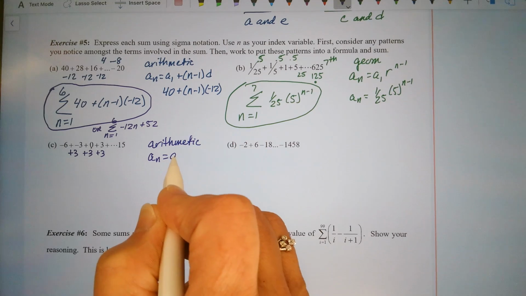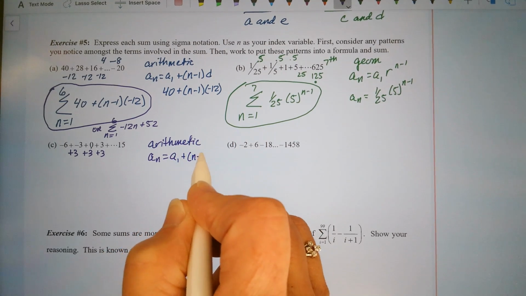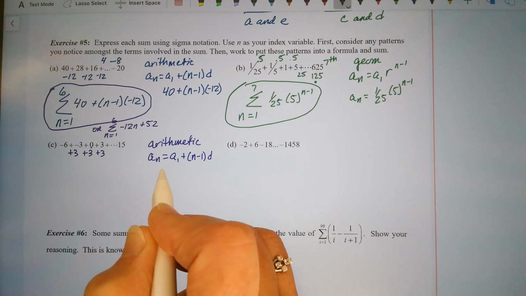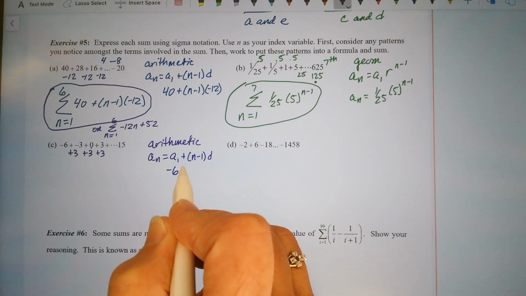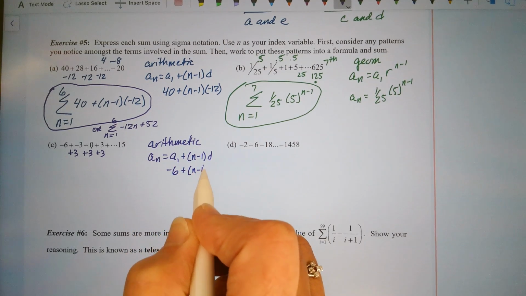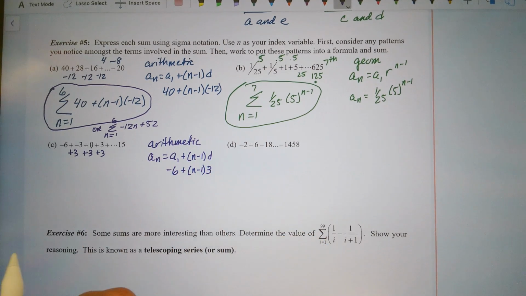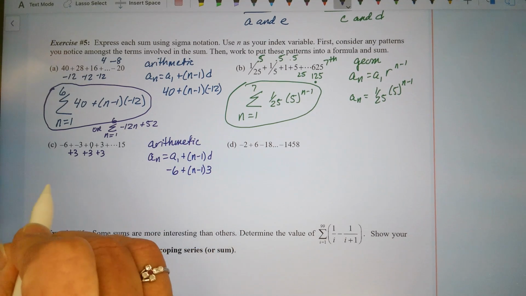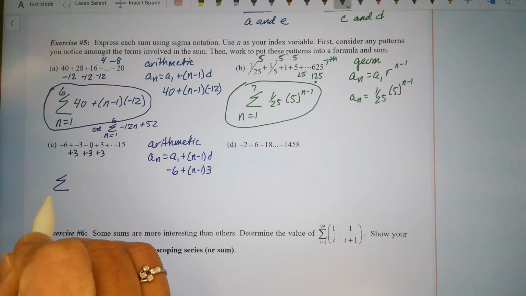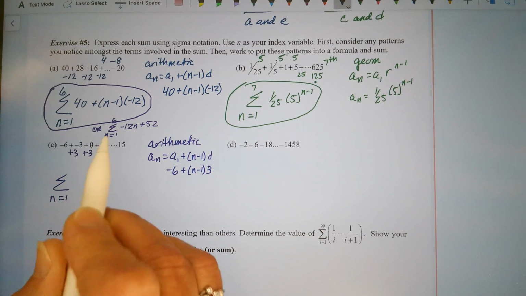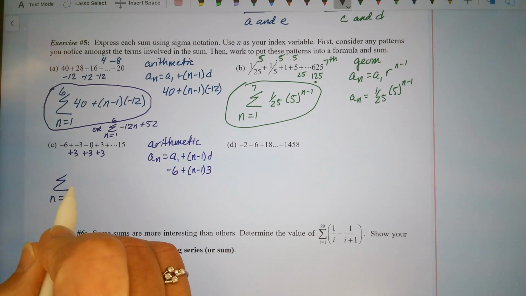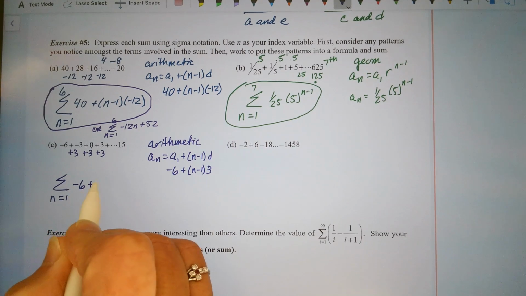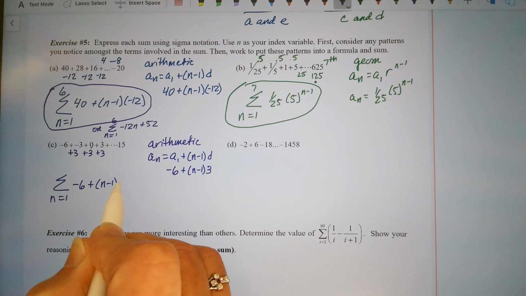A sub n equals a sub 1 plus n minus 1 times d. A sub 1 is -6, and d is 3. We just have to figure out what number term 15 is. So this is going to be the sum of n going from 1 to whatever number term 15 is, of -6 plus n minus 1 times 3.